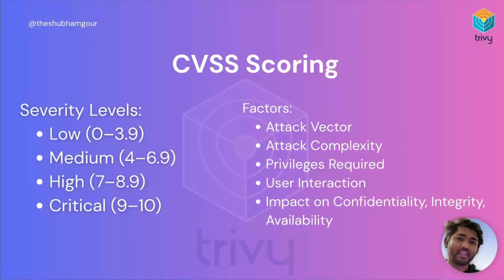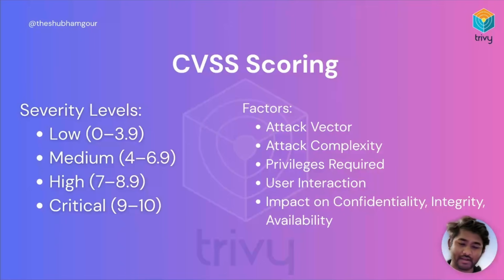Now it took the data source, it analyzed the image. Now, on what basis is it doing the scoring? CVSS scoring. So, there are four levels: low, medium, high, critical. Low stands between 0 to 3.9, medium starts from 4 to 6.9, high stands from 7 to 8.9, and critical 9 to 10. Okay.